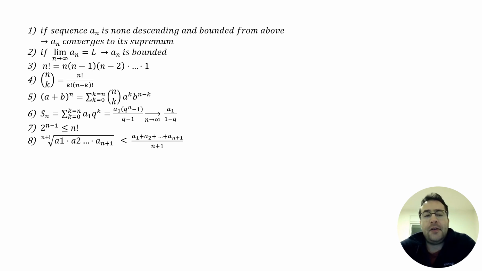Third definition is a definition of factorial. Fourth definition is binomial coefficients. Fifth definition is Newton's binomial. Sixth is the sum of a geometric series. Seventh inequality will be used to reach an expression that resembles a geometric series later. And the eighth inequality is the averages inequality. That's it.